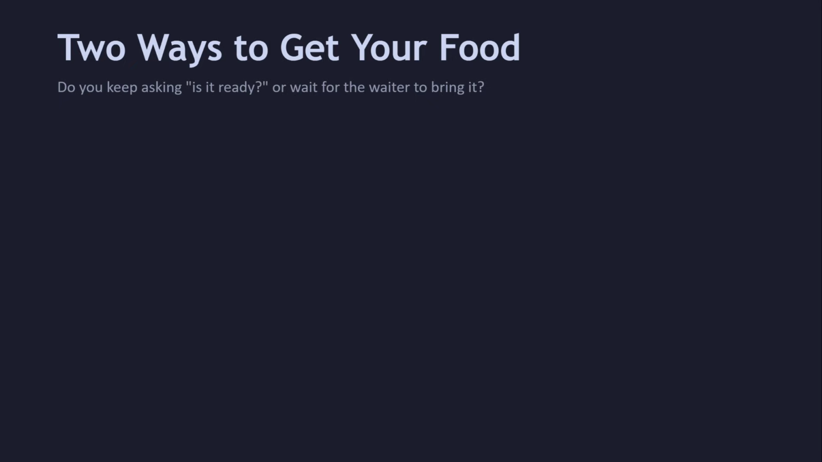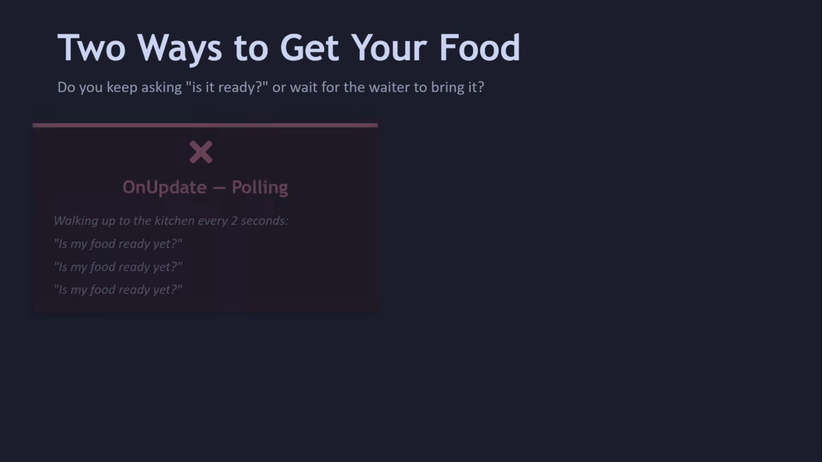So, now that we understand the layers, let's talk about the actual difference we saw earlier: the two ways your add-on can get information from the engine. The first way is polling. Imagine walking up to the kitchen every 2 seconds and asking, is my food ready yet? Is my food ready yet? That's what OnUpdate does. Every single frame, your add-on runs its code, whether there's anything new or not.